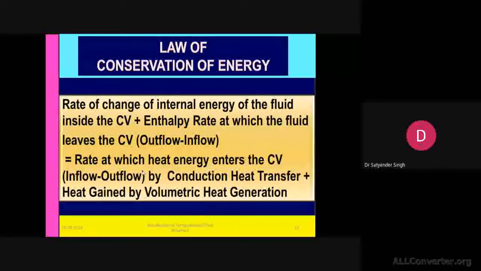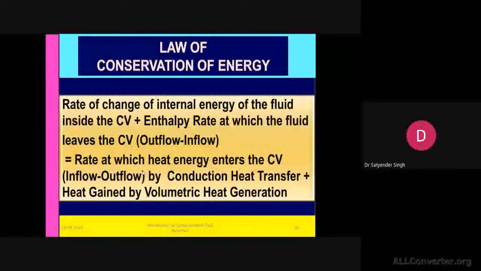Likewise, when the energy equation is applied to a fluid flow problem, we have the rate of change of internal energy of the fluid inside the control volume plus the enthalpy rate at which the fluid leaves the control volume. This is the additional term in comparison to the energy equation applicable to solids. Here the enthalpy rate at which the fluid leaves the control volume must be added, because there will be some fluid flow, and the flow also comes with a particular energy.